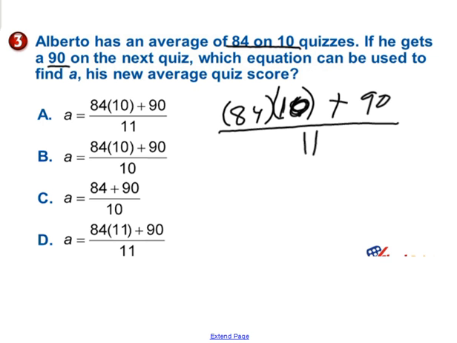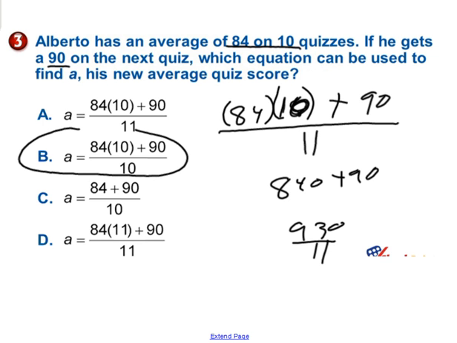So 84 times 10 would be 840, plus 90 would be 930 divided by 11, and 930 divided by 11 would be our answer. I guess they don't actually ask us to do that. Here it is, 84 times, whoops, I'm sorry, that's not correct. It's letter A is our correct answer.